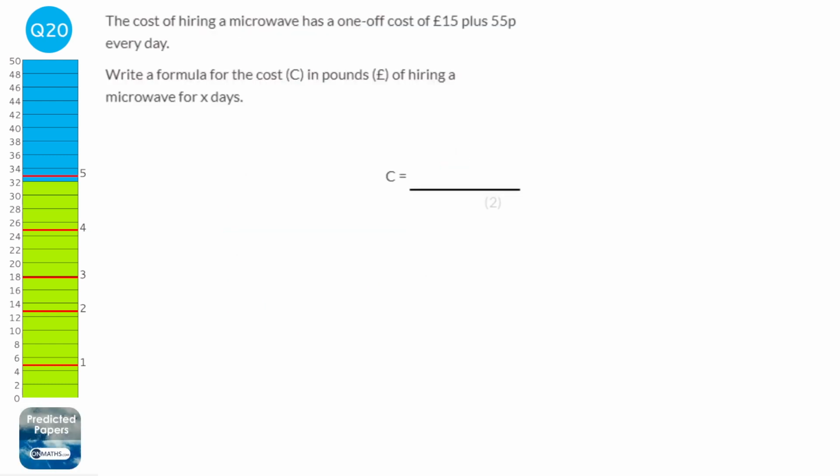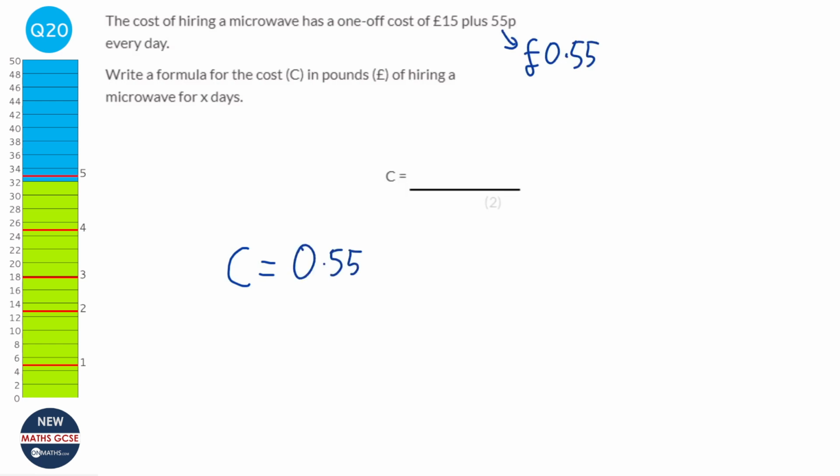So we're looking to write a formula for the cost in pounds of hiring a microwave for X amount of days. So the cost is C, so it's going to be C equals, and it says it's going to be 55 pence a day. Now, it wants the answer in pounds, so we need to convert this 55 pence into pounds. So that's going to be 0.55, and it's going to be 0.55 times the amount of days. Well, it says the amount of days is X, so it's going to be 0.55x.